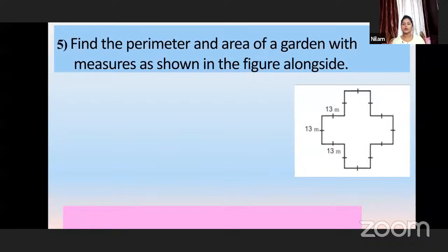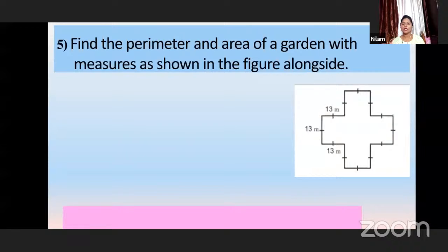Can you see the figure? Can anyone tell me? Yes, beta? 12 sides. 8 sides, I think. 8 or 12. You just have to count how many number of sides are there. Okay, let us see. We will see how many sides are there.